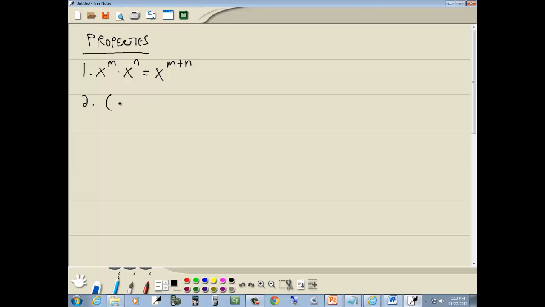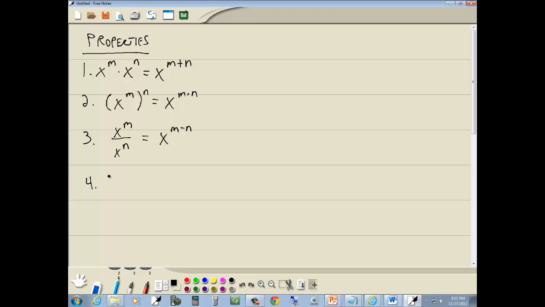Our second one, if you're taking x to a power and you're raising it to another power, then you multiply the exponents together. If you have x to a power over x to a power, then you subtract the exponents. So you got x to the m minus n. Now there's an easier way that I usually cover than showing that one.